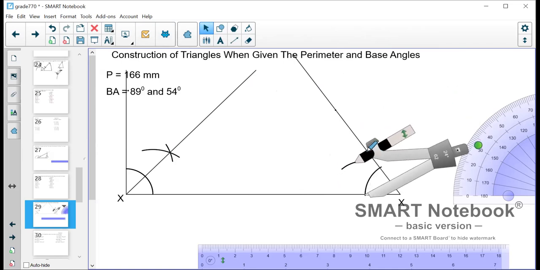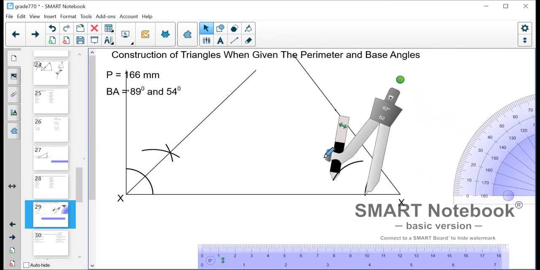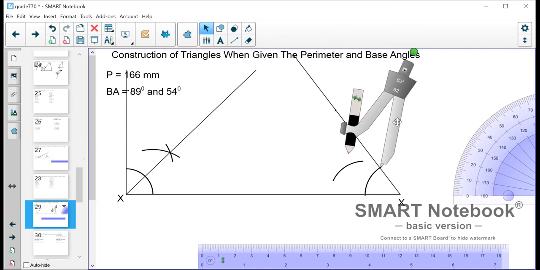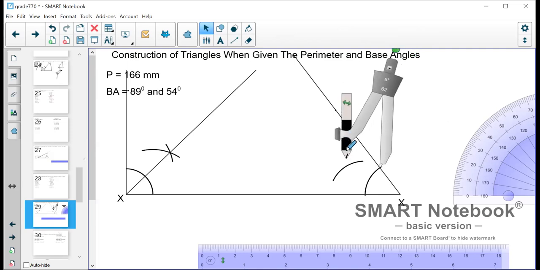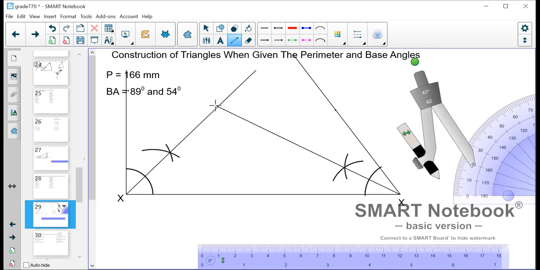All right, remember from time to time, you can change the measurement. If you join the first arc, you can open it or you can close it. Nothing is wrong, but when you join the second one, you need to use the same measurement that you used to draw the first one. All right, so the same measurement you use for that, and you draw the line straight through that intersection.